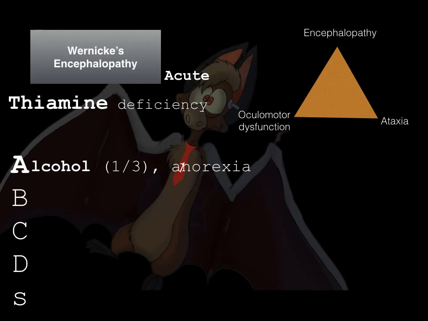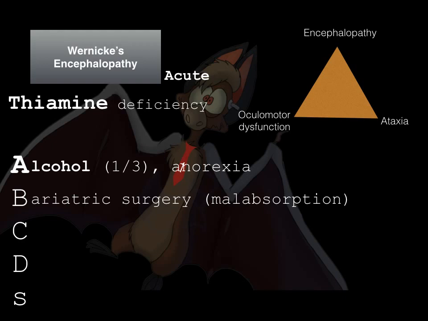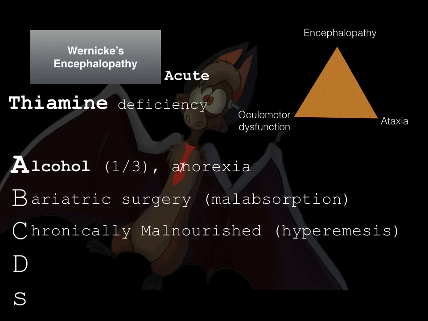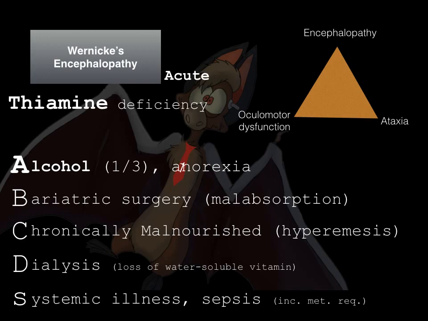Anorexics can, because remember, they're globally vitamin deficient. Anybody that had bariatric surgery or any process that would cause malabsorption. Anybody that's chronically malnourished. So hyperemesis gravidarum is one of the big ones, pregnant gals. Dialysis patients, because they tend to lose water-soluble vitamins. And then systemic illness, sepsis, these are going to be your ICU patients.